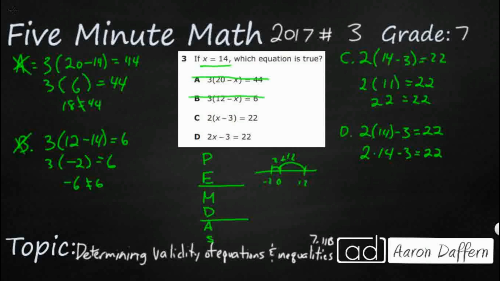So 2 times 14 is going to be 28. Oh, if we take away 3, it's going to be close. It's going to be 25, but you know what? We don't really want close. We want exact. We're not looking for an inequality. We're looking for the exact answer, so it's definitely not going to be D. So our answer here is actually going to be C.